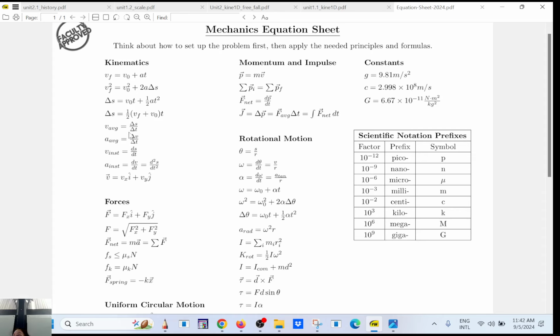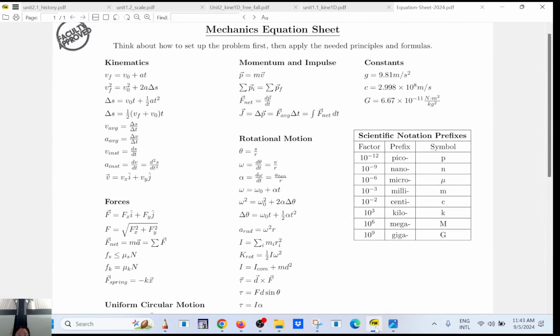Average velocity, instead of being delta x over delta t, they use delta s. Why are they doing that? Because you could be on the x, but you could be on the y. Okay, so that's why they have this different notation. You see here instantaneous velocity is going to be the derivative. Acceleration is the derivative of the derivative. Okay, and that will be for vectors. And you do have this equation here, right? So make sure you get used to these equation sheets.